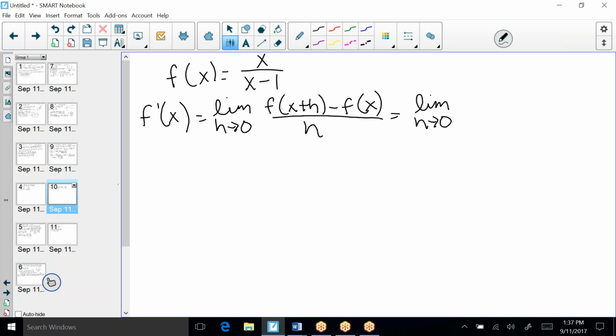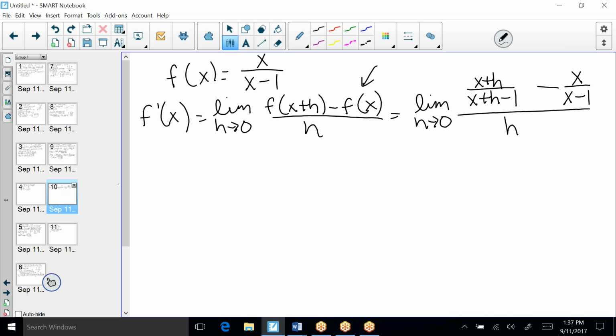So now we need f of x plus h, so we're going to take x plus h, plug it into our function f, and when we do that we get x plus h over x plus h minus 1, minus, and now we're subtracting the function, so I have to write the function here, which is x over x minus 1, and we're going to divide that whole thing by h.